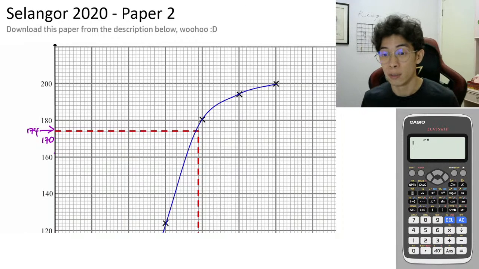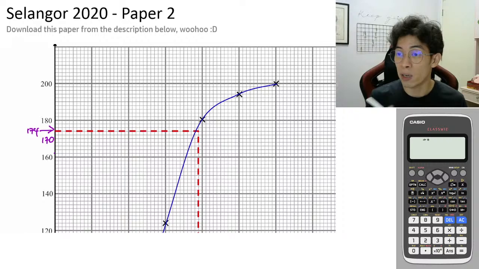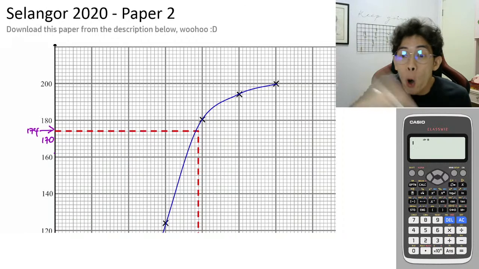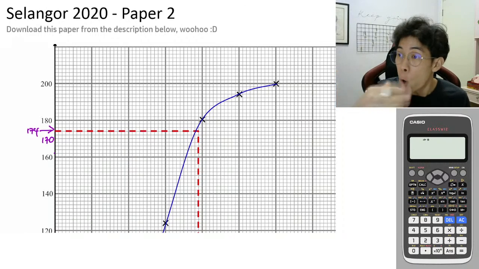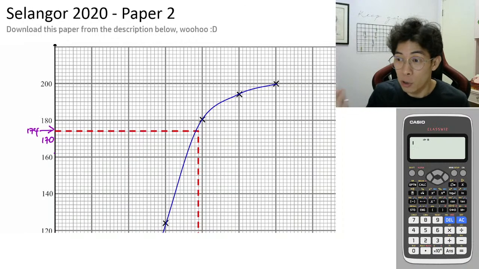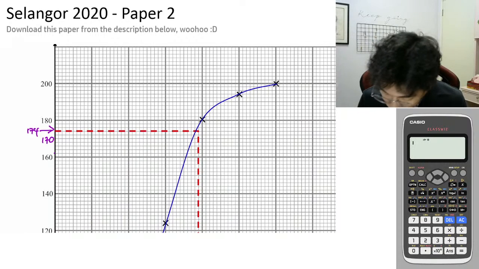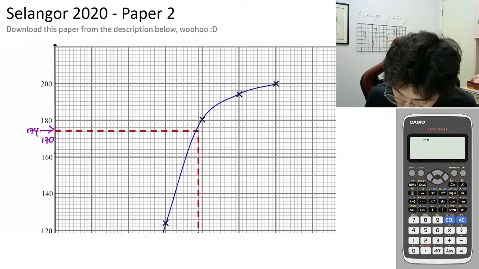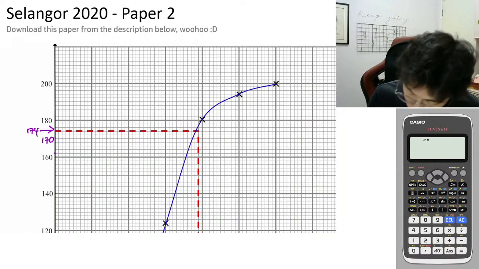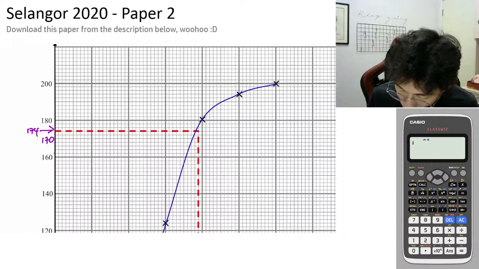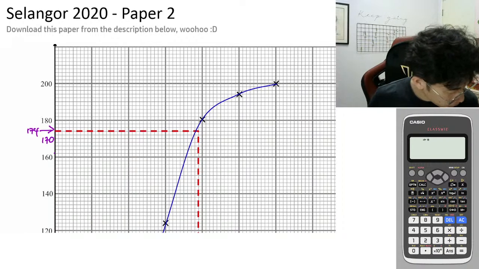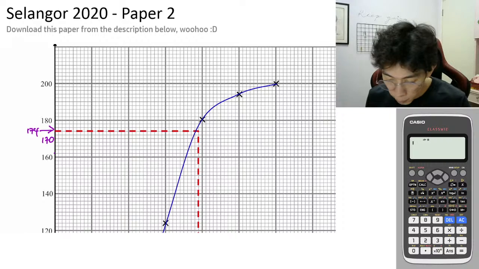Okay, 174. After you get 174, because they say more than 110 will be fine, you take 200, your total frequency, and you minus off 174. 200 minus 174 equals to 16. Okay, so everyone, see.